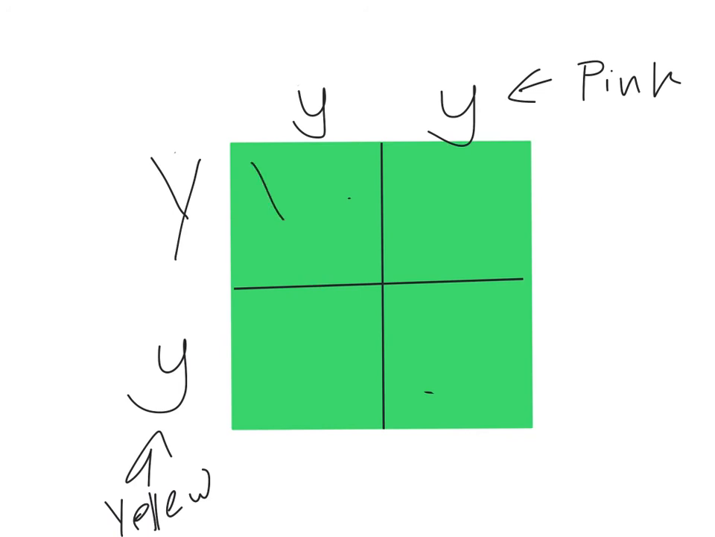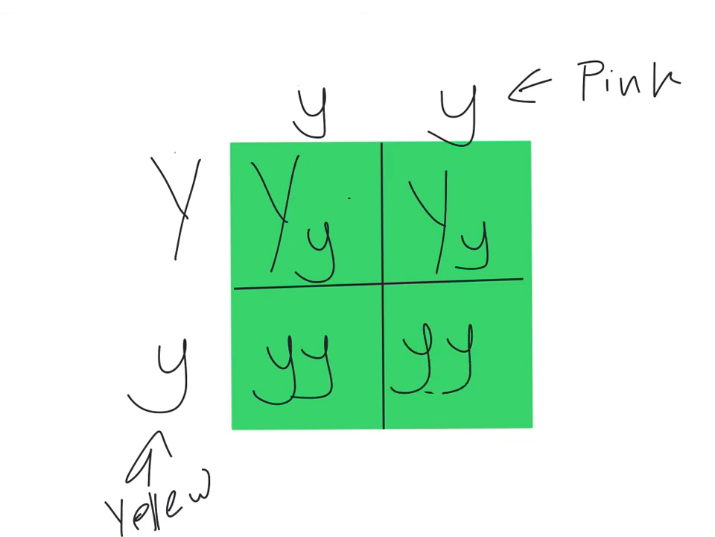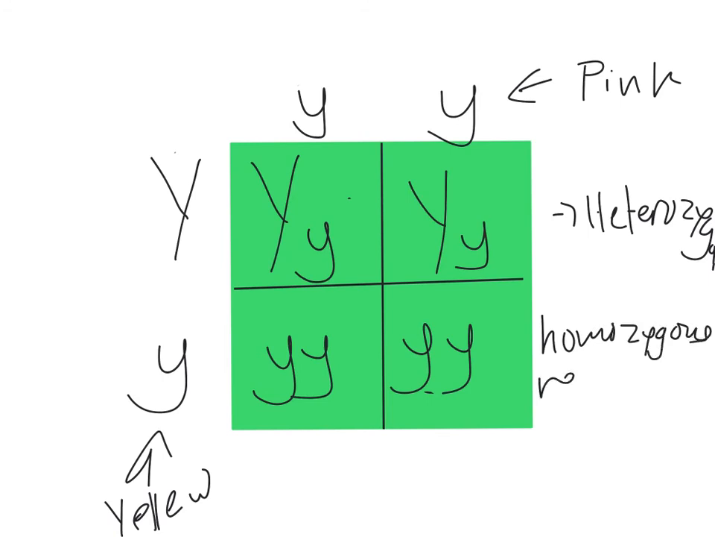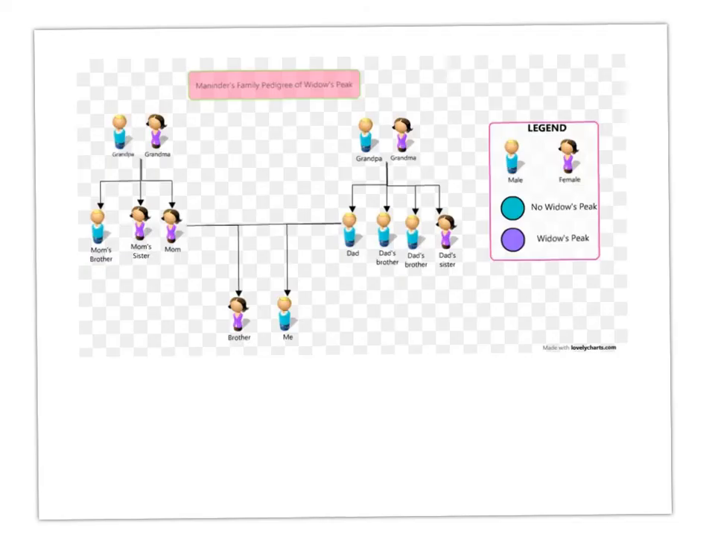Right? So let's fill out the Punnett square. Right? Take a look at our chances. We have a 2 out of 4 or a 50% chance that your offspring will be heterozygous. Okay. And we have a 50% chance, 2 out of 4, that they will be homozygous recessive. Alright, so there's a little bit of Punnett square practice.